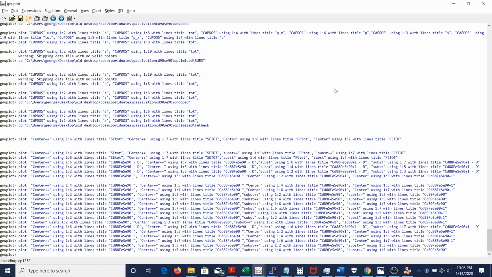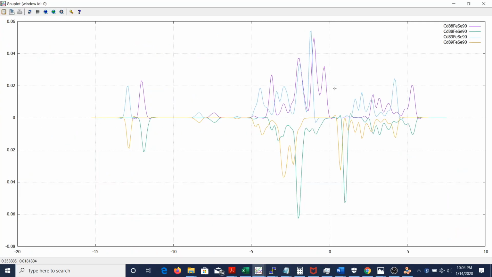Then we go for the d orbital. Again, we see the same thing. It has shifted. We see in case of this right here shifted, right here shifted, the same thing right here, the same thing right here. It is shifted. So it's not exactly the same. And here we see the density of states itself is different.